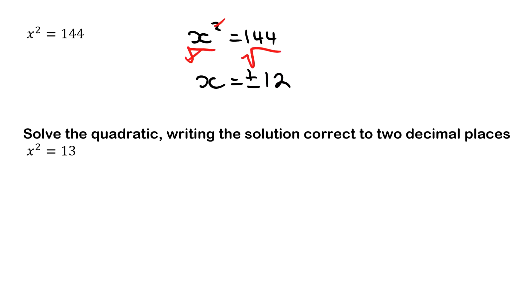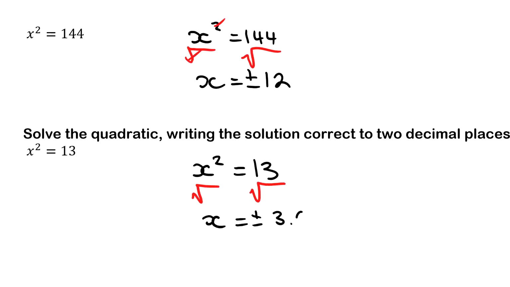Solve the quadratic, writing the solution correct to two decimal places. We do a similar method to what we just did. x squared equals 13. We square root both sides. x will equal plus or minus 3.61.